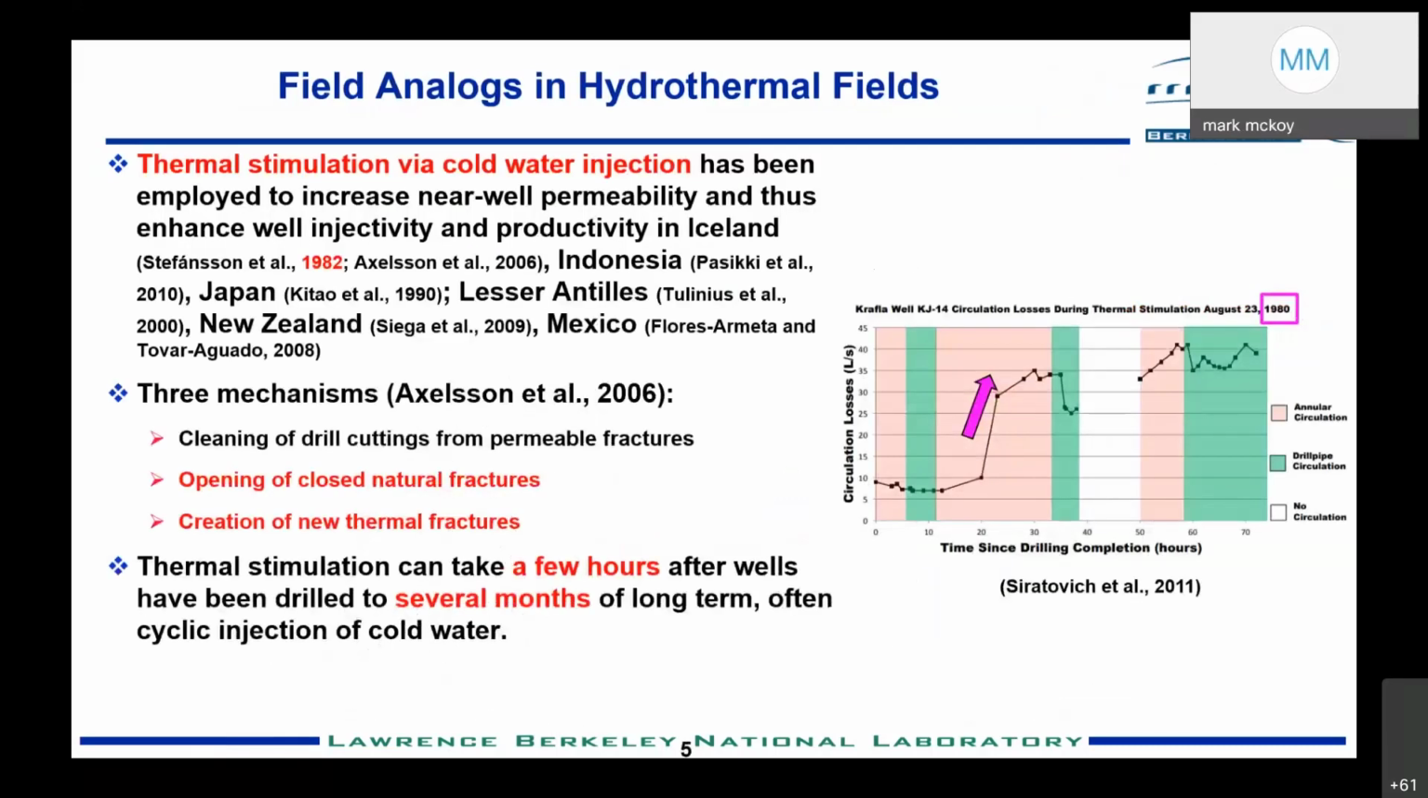Thermal stimulation by cold water injection into hot geothermal reservoirs has been used since 1980 to enhance wellbore injectivity and productivity in several countries. The figure shows such enhancement by cold water circulation, which can be attributed to creation of new thermal fractures and the opening of closed natural fractures. Thermal stimulation can often take a few hours to several months.